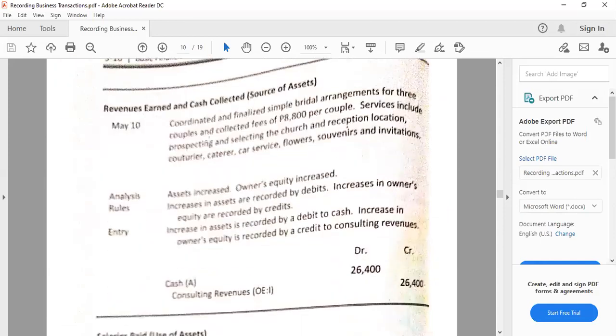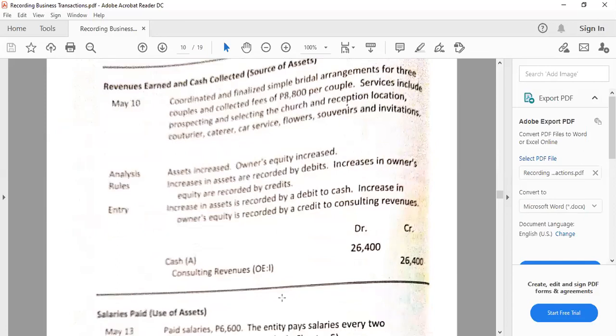Then for May 10, this is for the revenues earned. For this transaction, the business received money or fees, 8,800 per couple, and there are three couples actually. Then this is for the services rendered. So in that case, because services are rendered, debit cash, credit consulting revenues for 8,800 times 3, this is the amount.